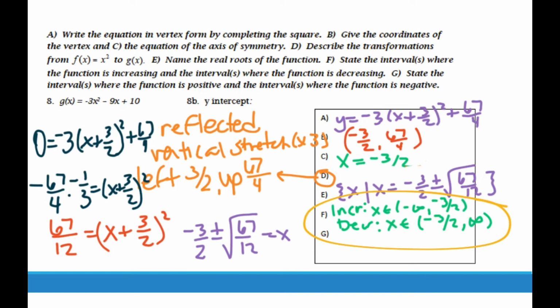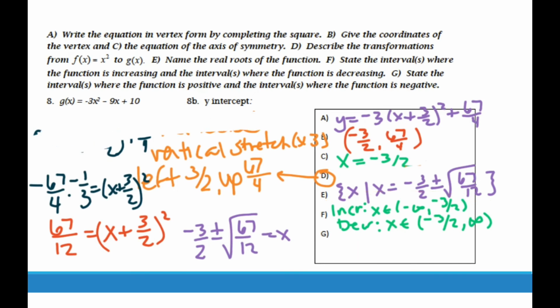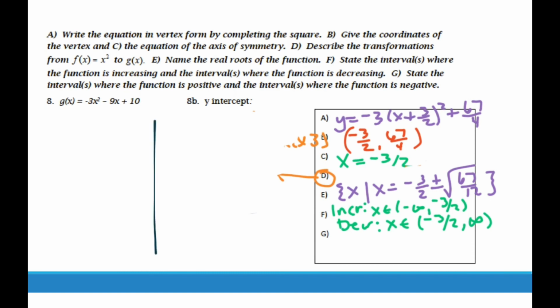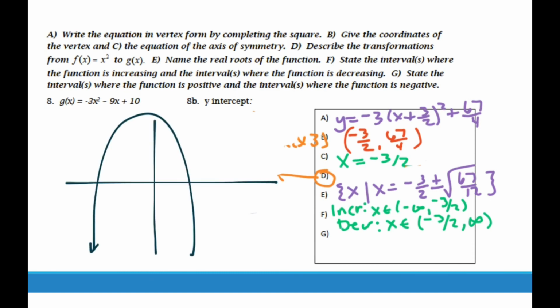Then the last thing we're going to do is we're going to look at the graph again, and we're going to think about the positive and negative parts of the graph. And so let me just sketch that again real quickly. Okay, we're going to have something like this. So as far as the positive and negative parts, this part is positive, so between the two roots, so between the negative 3 halves minus square root 67/12 and negative 3 halves, other way around.